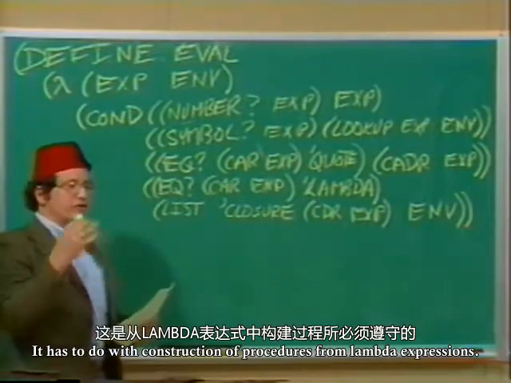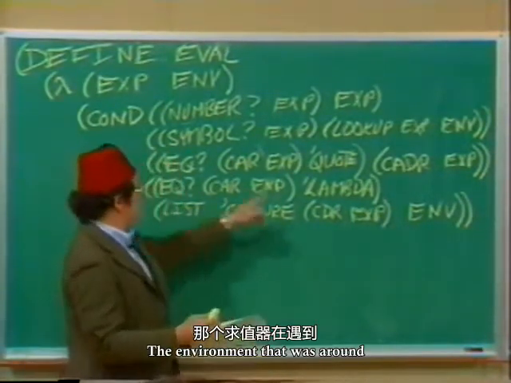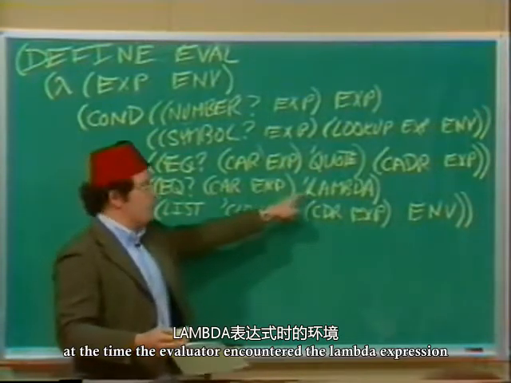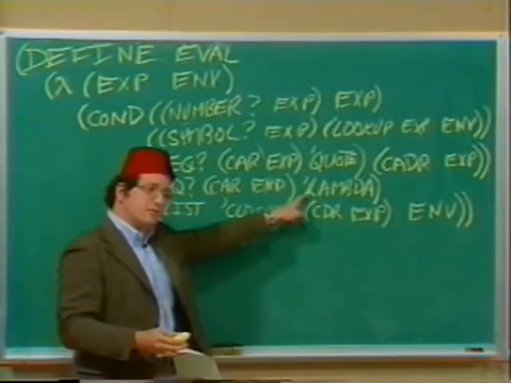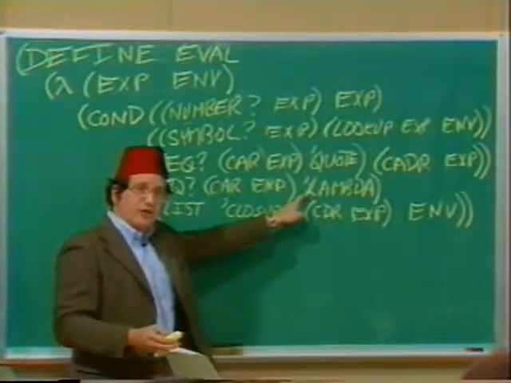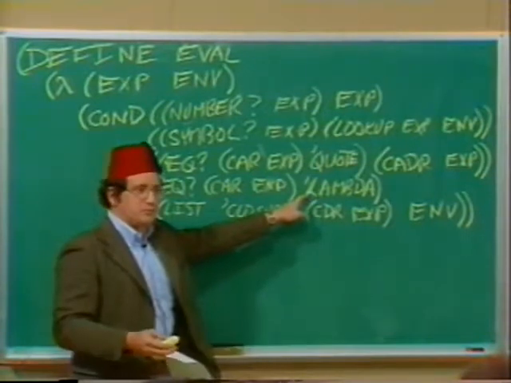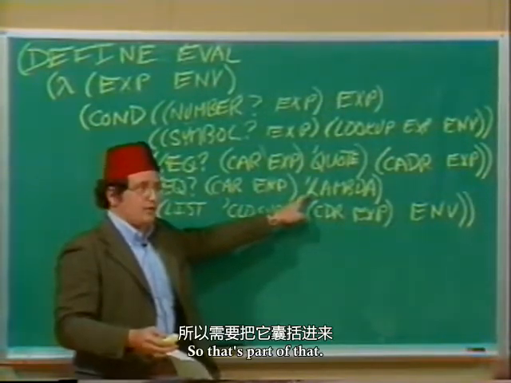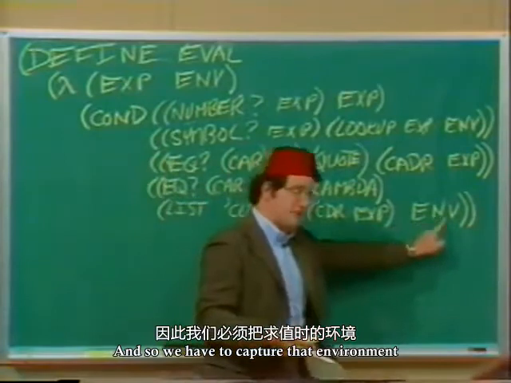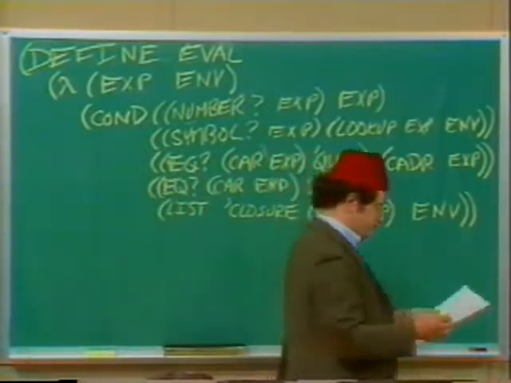It has to do with construction of procedures from lambda expressions. The environment that was around at the time the evaluator encountered the lambda expression is the environment where the procedure resulting interprets its free variables. So that's part of that, and so we have to capture that environment as part of the procedure object. And we'll see how that gets used later.